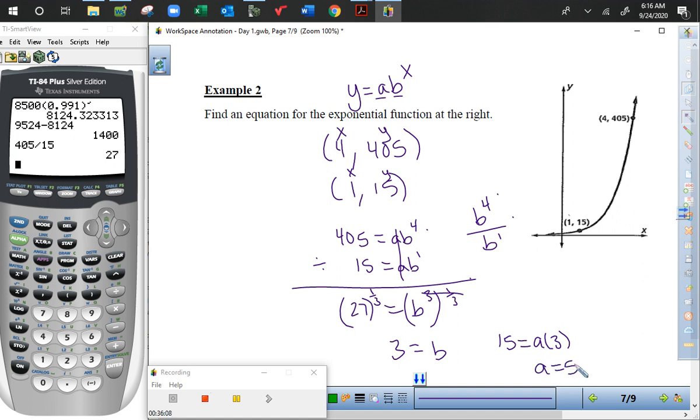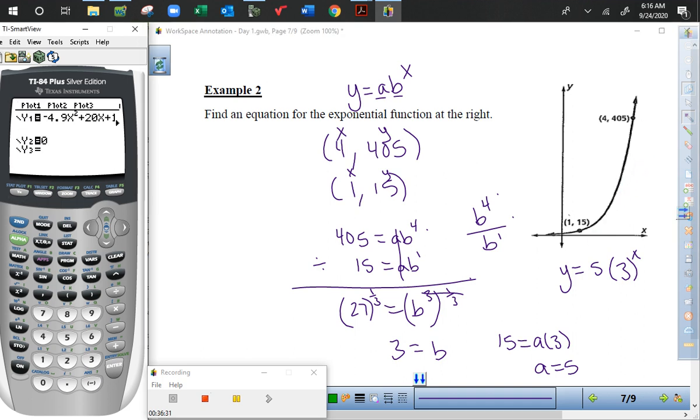And now I can write my equation. Y equals, our a value was 5, and our b value is 3, raised to the x power. So 5 here is whatever this was. Our scale isn't clear enough to show us that. And then 3 is what we're multiplying by each time as we go through there.